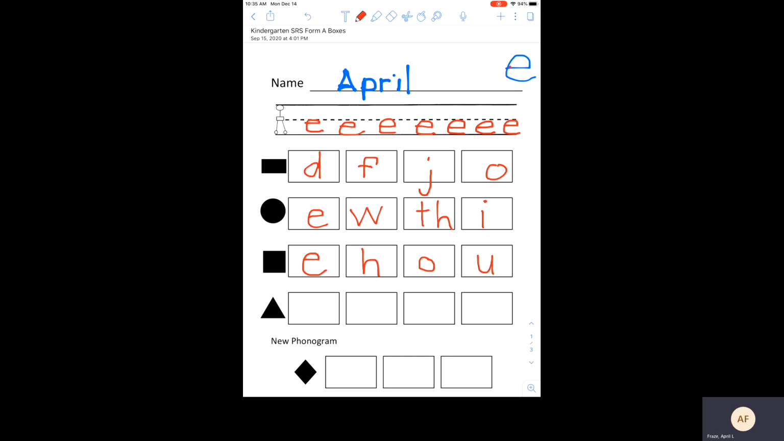As we move down to the triangle, remember that here we're not doing the first sound. We've moved on to the last sound. So our first one is quit. What is the last sound in the word quit? Oops, excuse me. I just started to make a mistake there. Quit has a T, top, t, at the end. Quit.